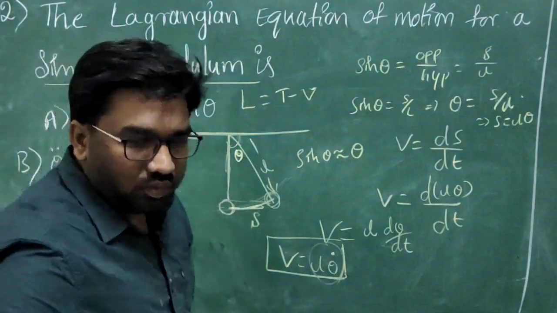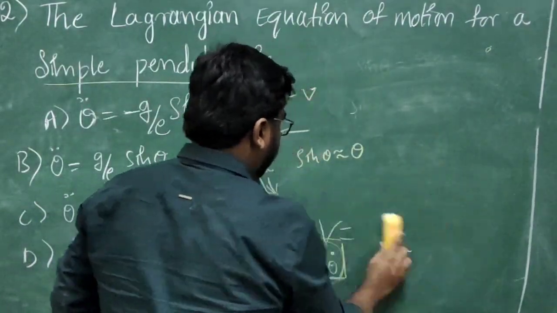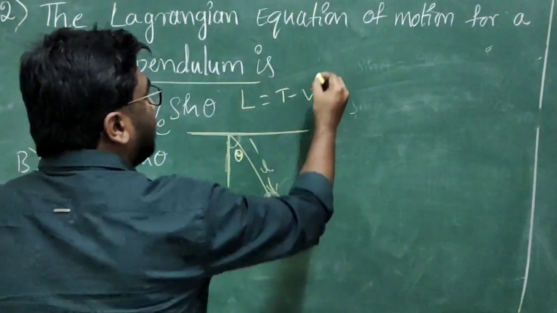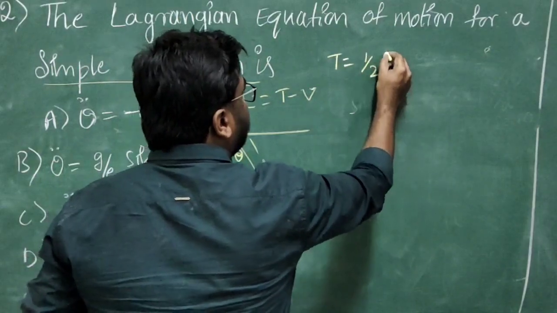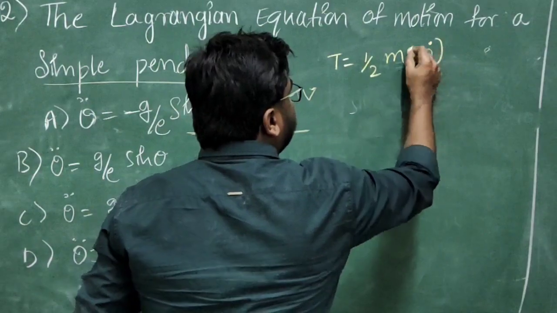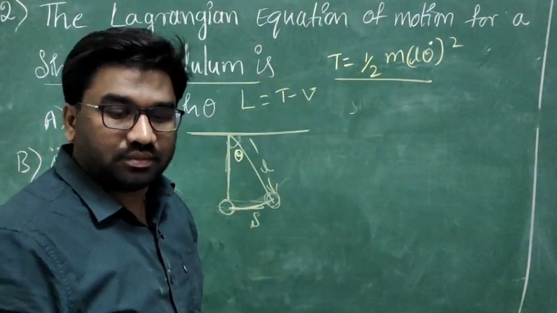Therefore, kinetic energy T is equal to half m, and V is nothing but L into theta dot, squared. So this is the kinetic energy. Then what is the potential energy?